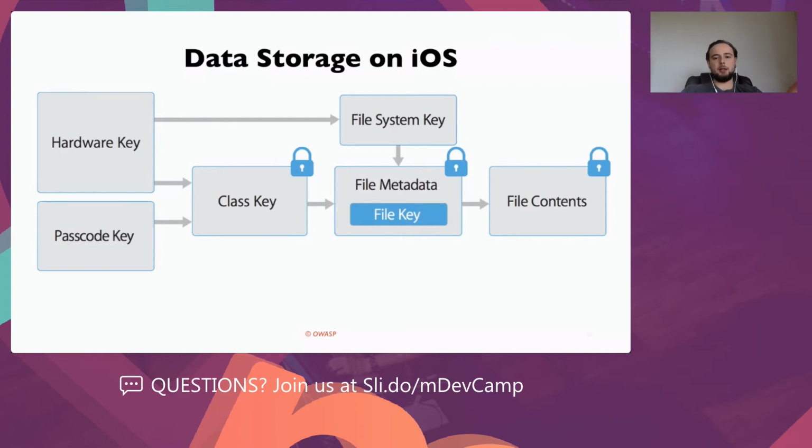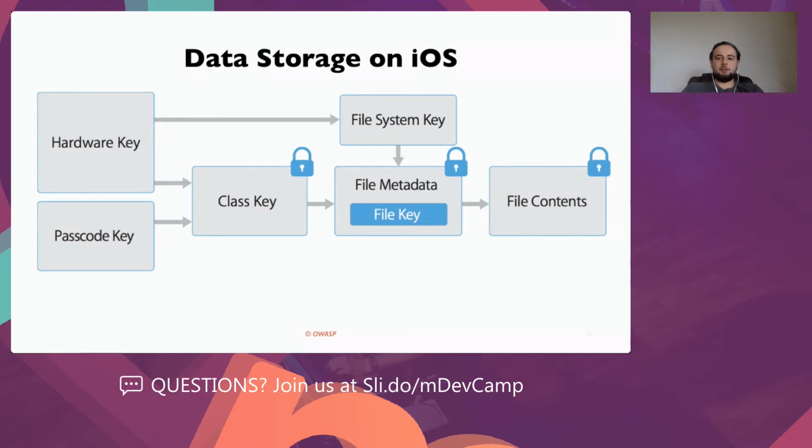And that's kind of how it's set up. We have the hardware key, it interacts with the file system key, we have the passcode key, it independently interacts with the class key as well as the hardware key. And all of that boils down to file metadata signed with the file key, and it goes to the file contents. So that data protection architecture is, as you can see, based on this hierarchy of keys, right?